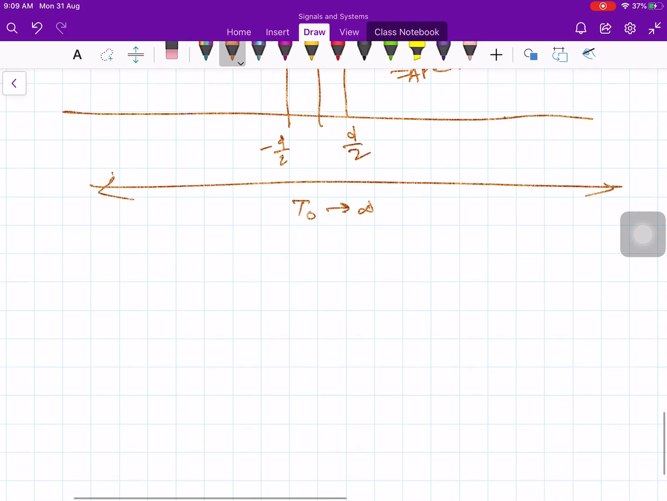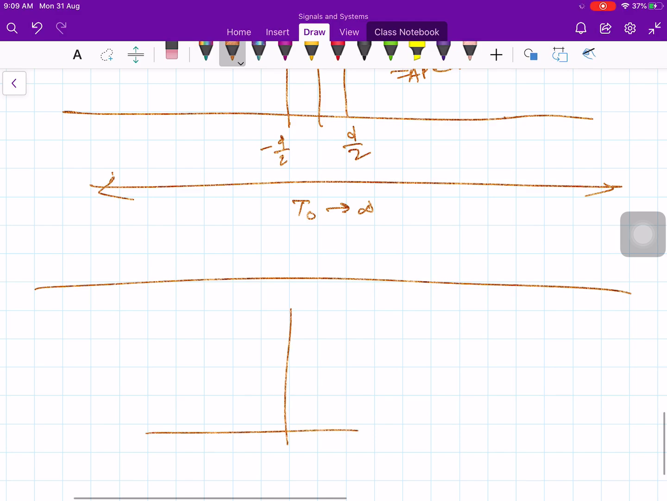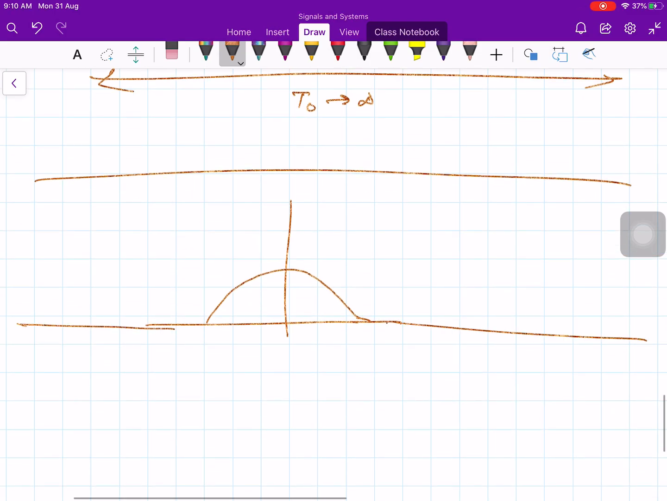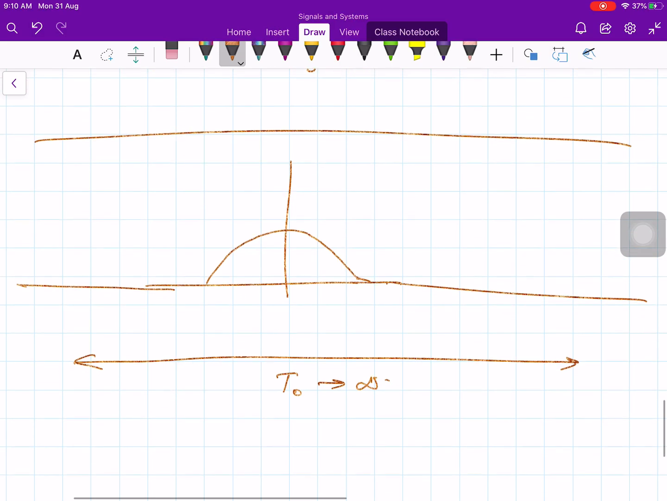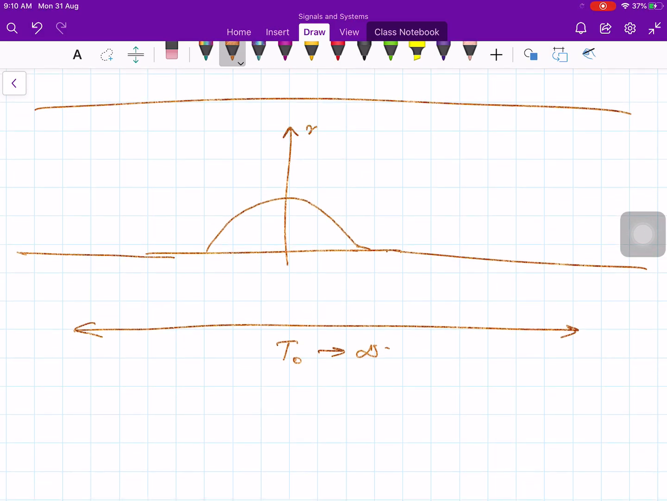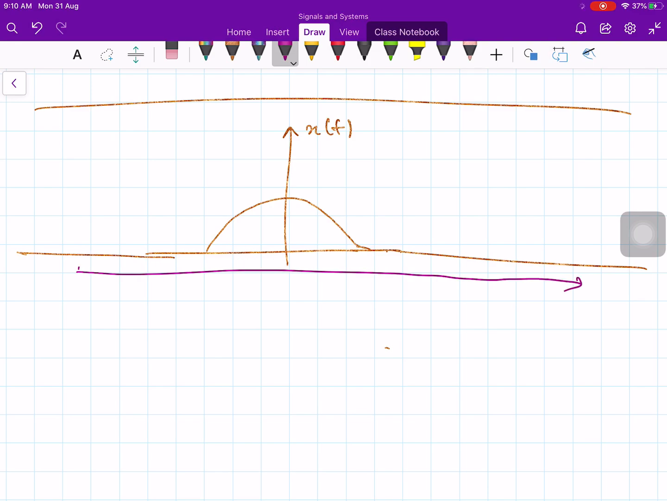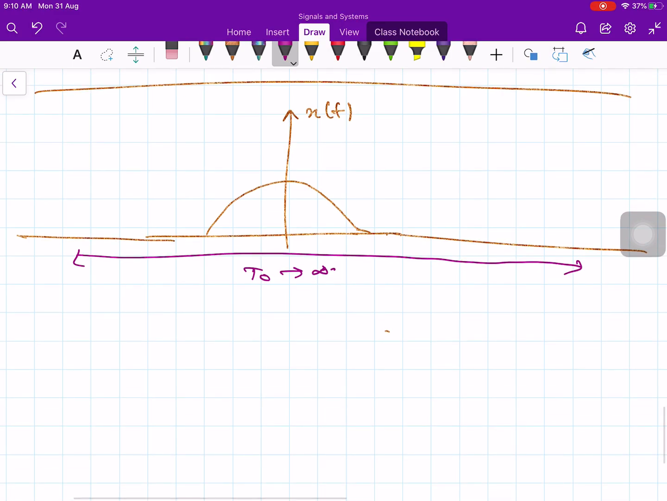Now let me take an arbitrary signal. Let us say the signal is maybe like this, some arbitrary signal like this. It occurs only once, and afterwards the signal does not occur. So therefore the period t naught goes to infinity. Let me say this is my x of t. The period t naught goes to infinity. Okay, and as we said, this will lead to a spectrum.